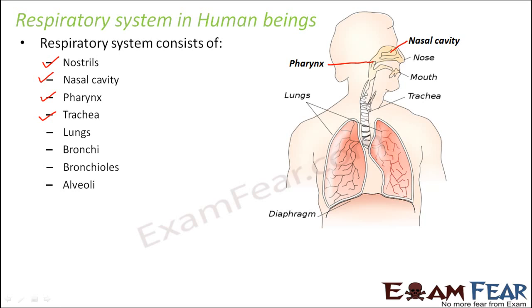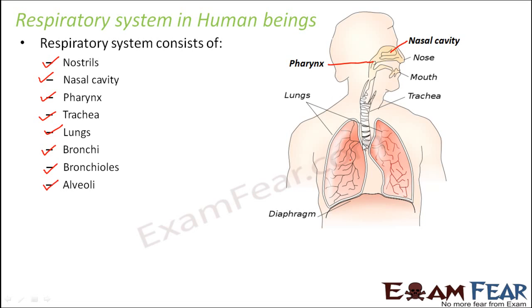Next is trachea. Trachea is this tube-like structure which you see here. You see this tube-like structure? Right. Then you have the lungs. So these are the two lungs. Lungs occur in pairs. There is a right lung and a left lung. You have bronchi, bronchioles and alveoli.